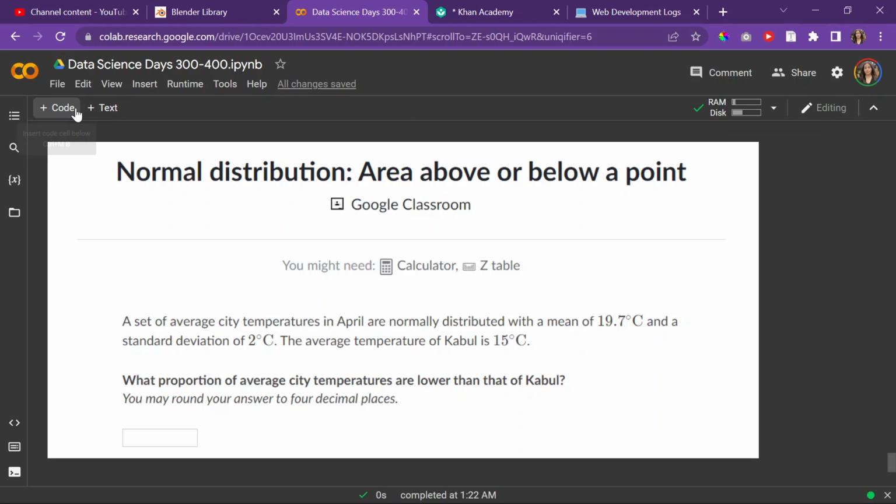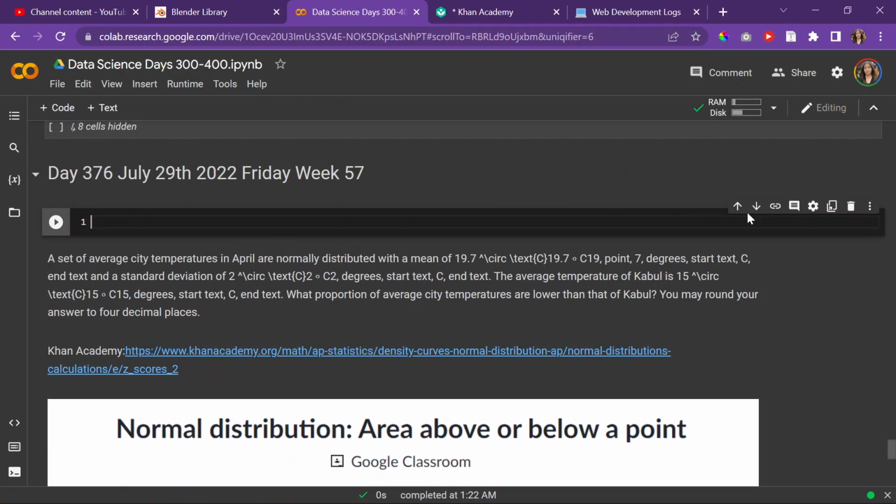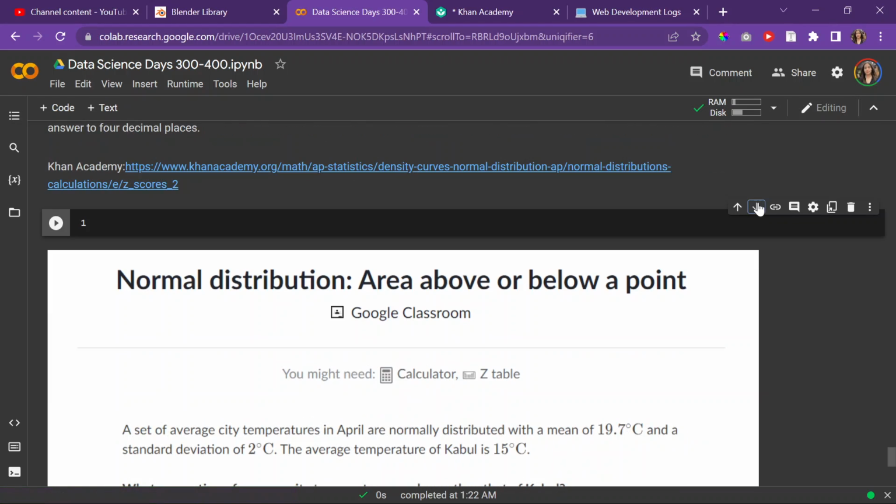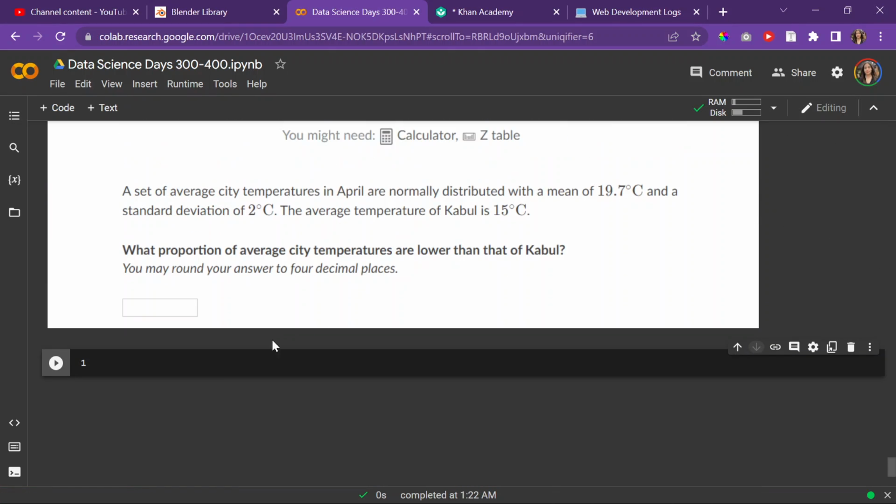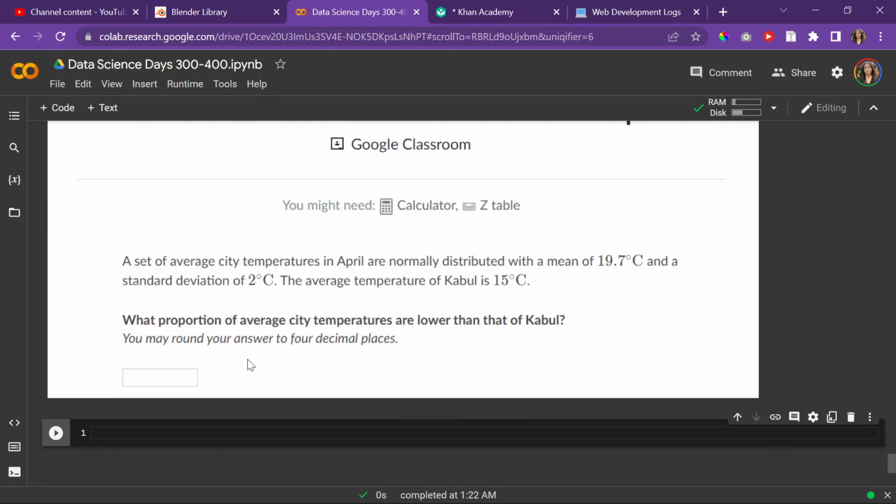So basically, I'm trying to find the proportion of average city temperatures that are lower than that of Cabal's temperature, which is 15 degrees Celsius. When I'm trying to find a proportion or the area below a certain point, I want to use my normal CDF function, which is the normal cumulative density function, which finds the proportion or the area of all of the values up until a certain point.